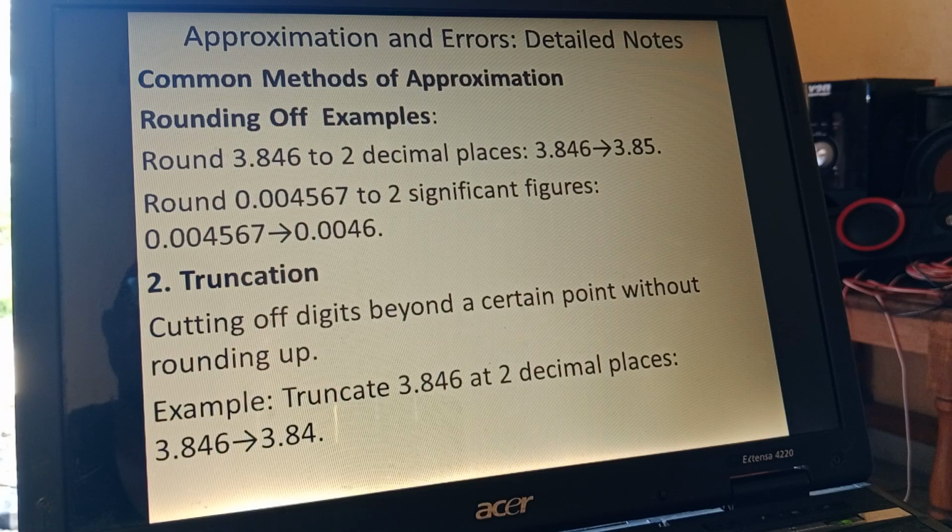Truncation. Cutting off digits beyond a certain point without rounding up. For example, truncate 3.846 to 2 decimal places. So it's like chopping. You just omit the 6 and you write it as 3.84. You see here, we have not rounded up. We have just chopped the 6. We have truncated.